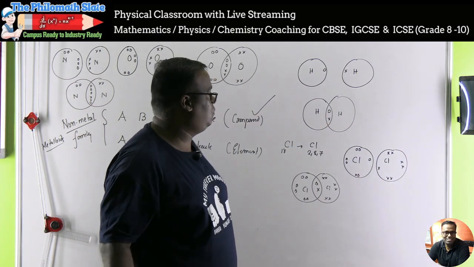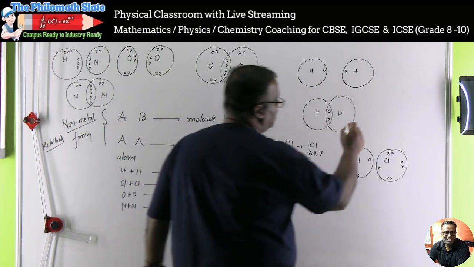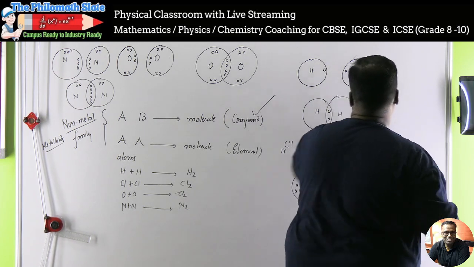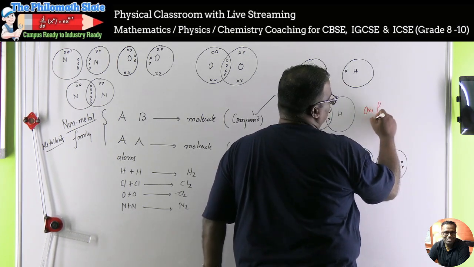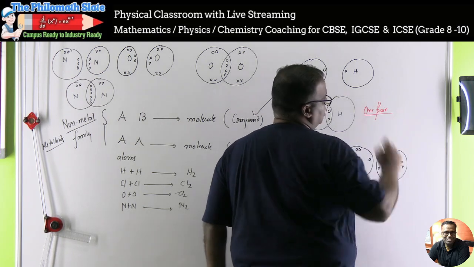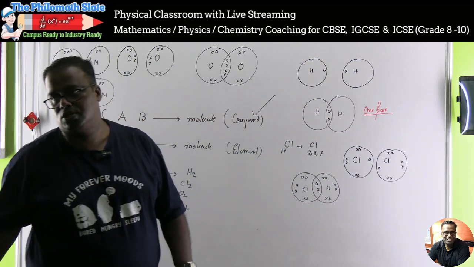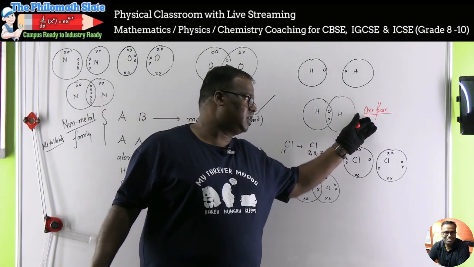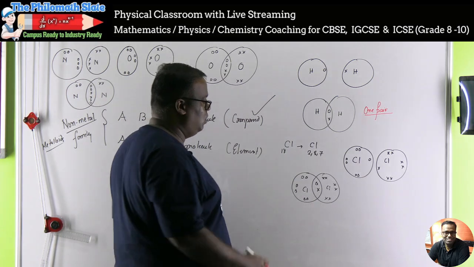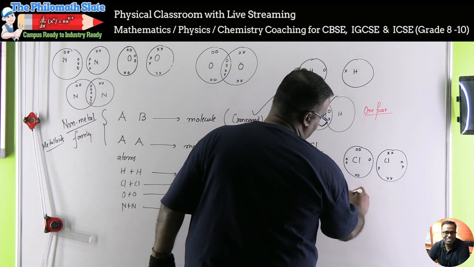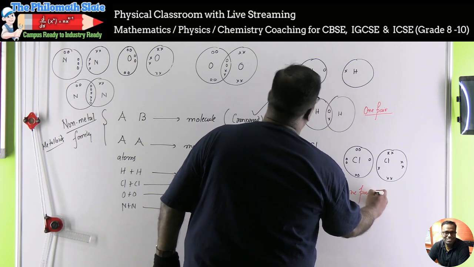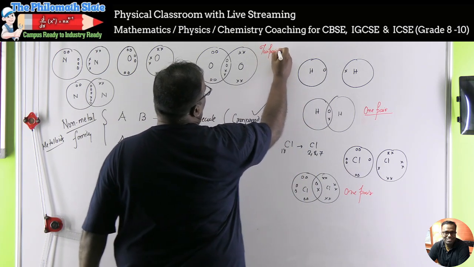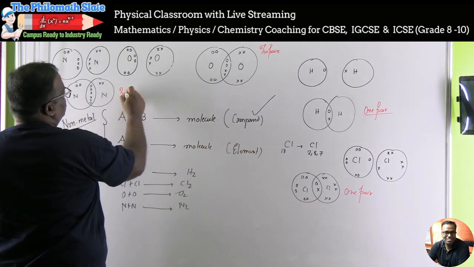If you look at hydrogen and hydrogen, it's one pair. In sharing, how many are there? One pair of electrons. A sharing with one pair. One pair means one has come from here, one has come from here. If you look at chlorine, chlorine, you see one pair. If you look at oxygen, oxygen, you see 2 pairs. And if you look at nitrogen, you see 3 pairs.